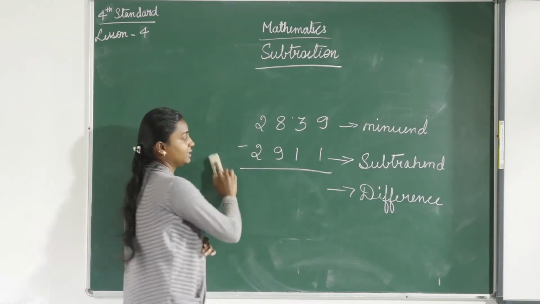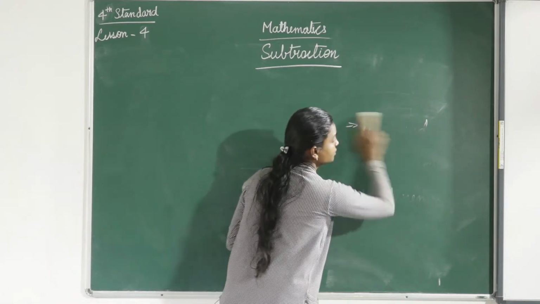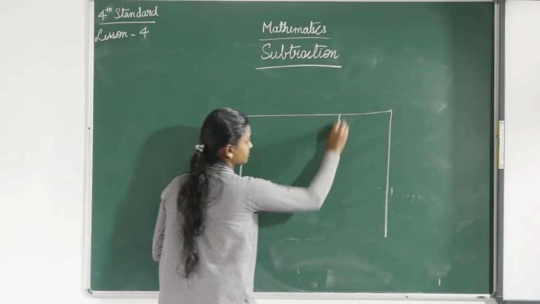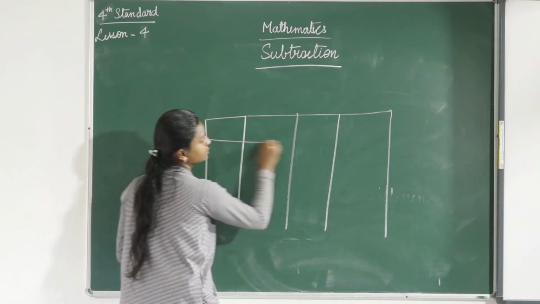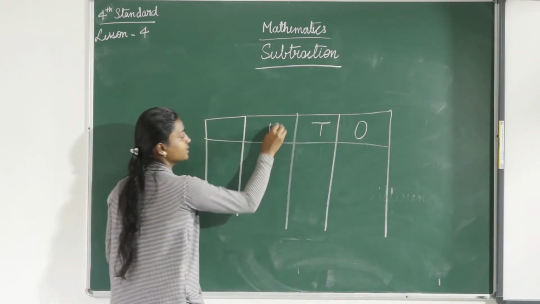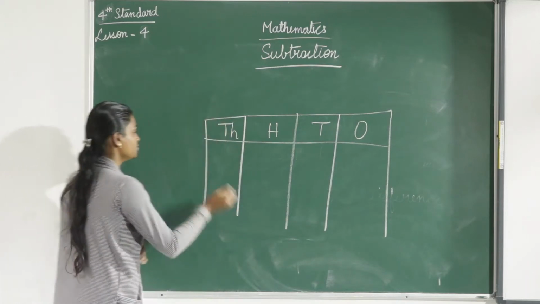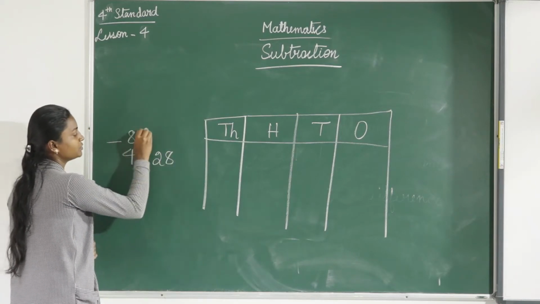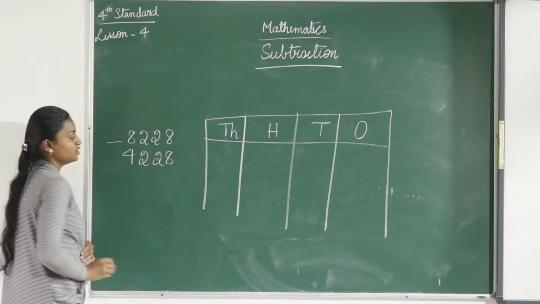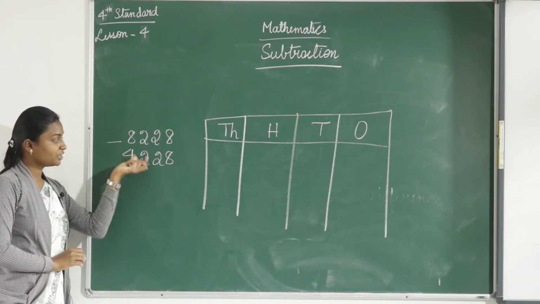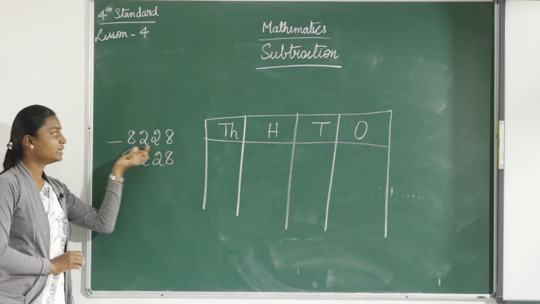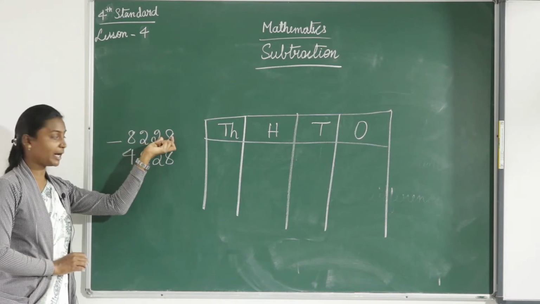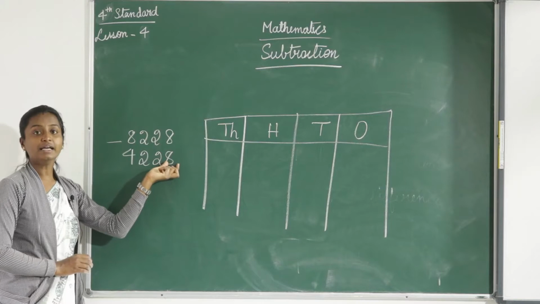Now let's start the lesson with subtraction without borrowing, with the help of a place value table: ones, tens, hundreds and thousands. So here we have to subtract 4228 from 8228. Here 8228 is the minuend and 4228 is the subtrahend.